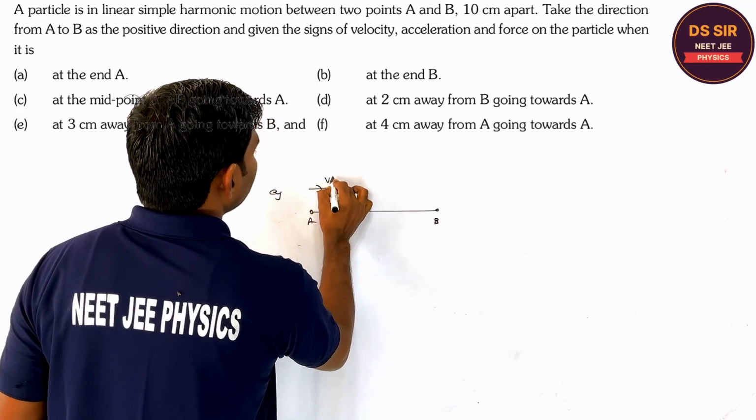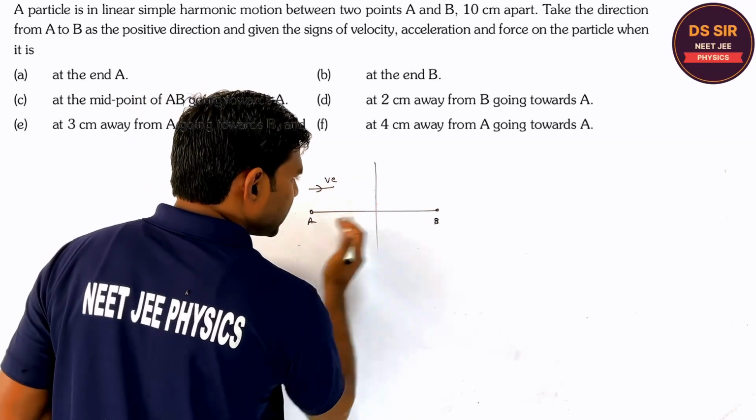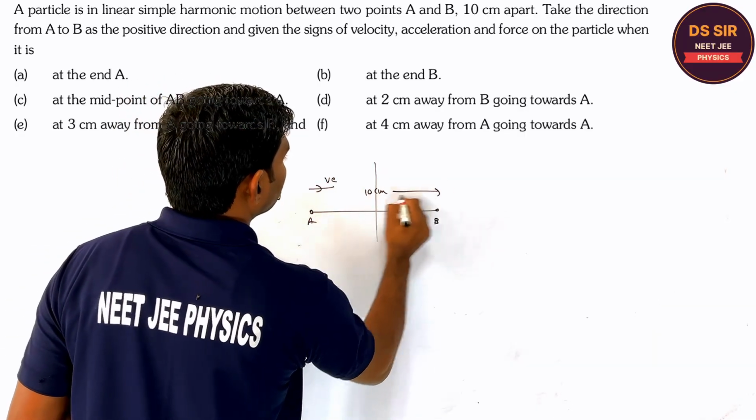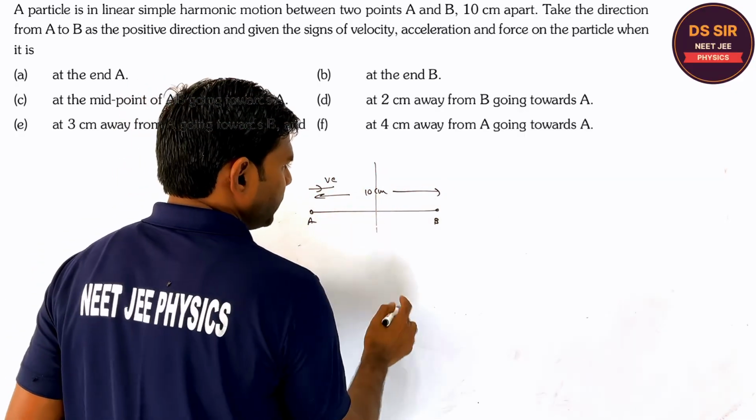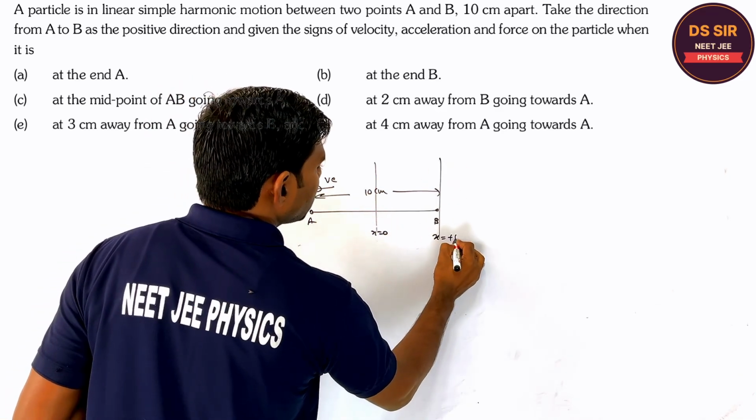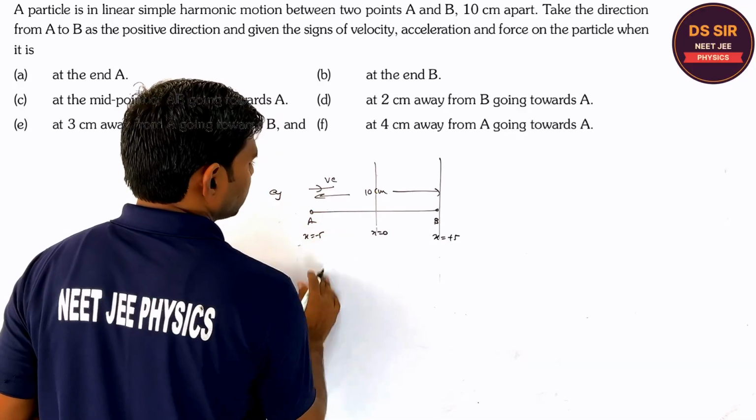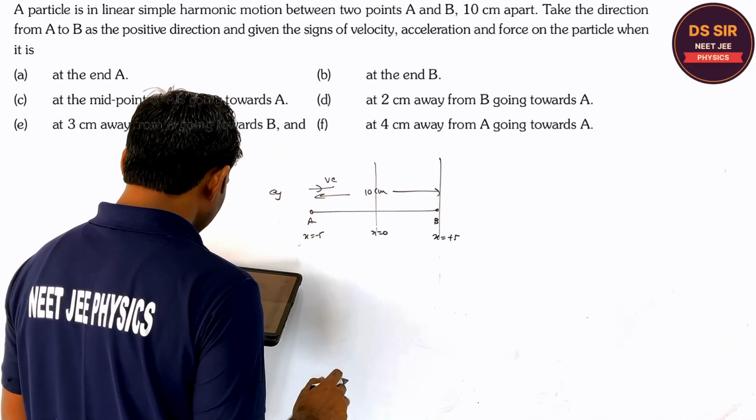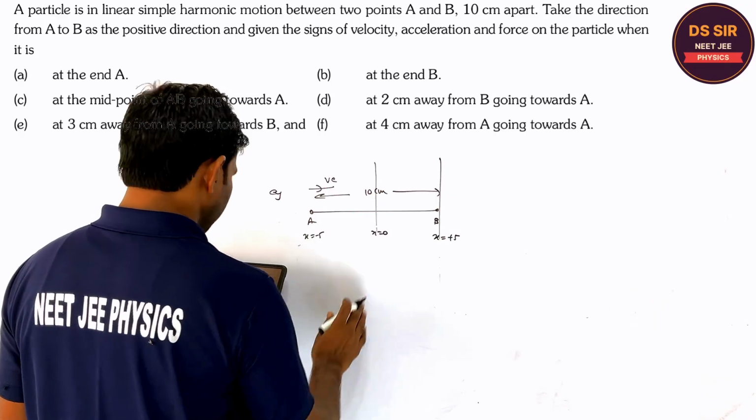Take this direction to be positive, and the particle is performing SHM between this and this, which are 10 centimeters apart. This means the amplitude is 5 centimeters, right? This is assumed to be x equal to 0, this is plus 5, this is minus 5. Is it clear or not? So we have to find the direction.